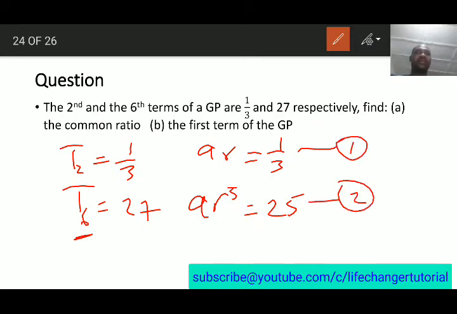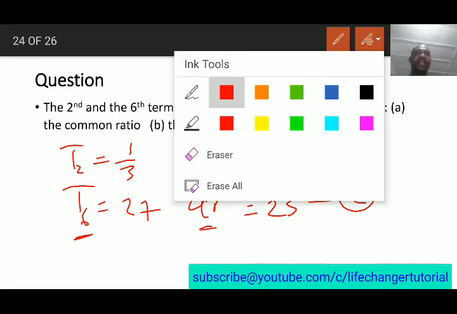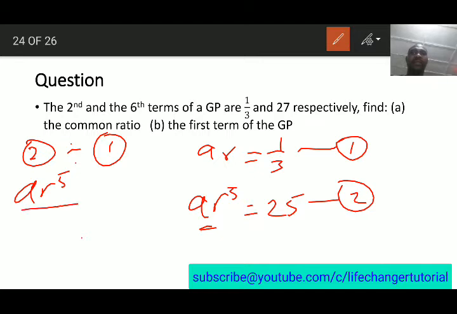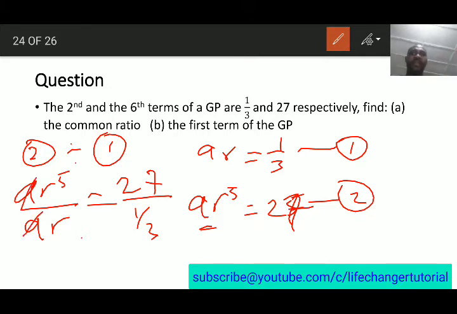In a case like this where you have product, the best way to resolve this simultaneously is to divide. So if we decide to divide equation 2 by equation 1, I'm going to get AR^5 all over AR is equal to 27 all over 1 over 3. So AR^5, A cancels A, R^5 over R should give us R^4, equal to 27 divided by 1 over 3, which means 27 times 3 over 1. And that's going to give us 81.